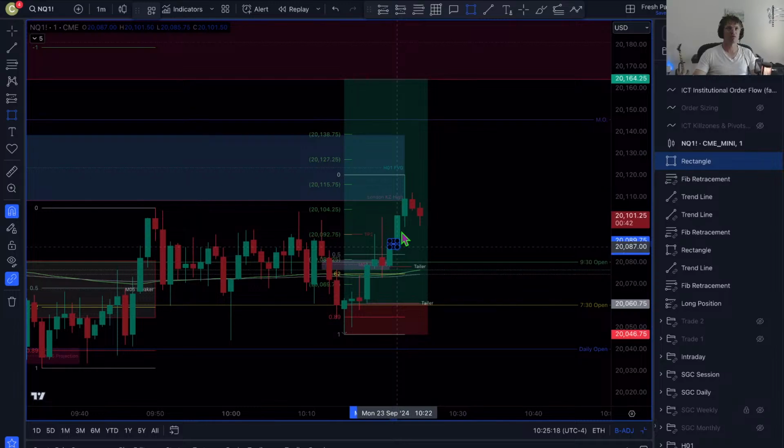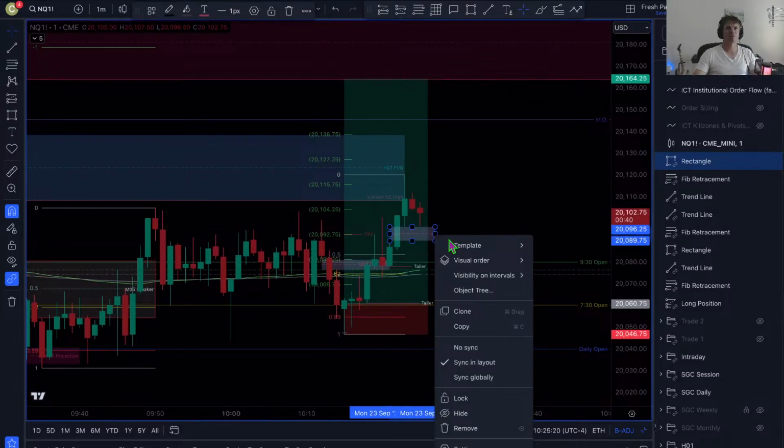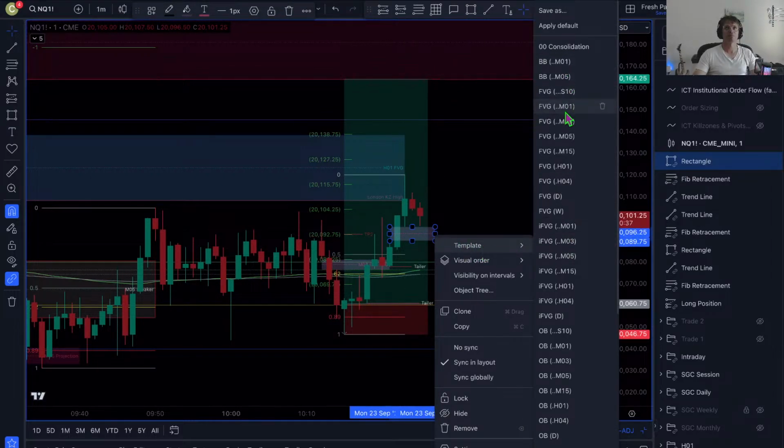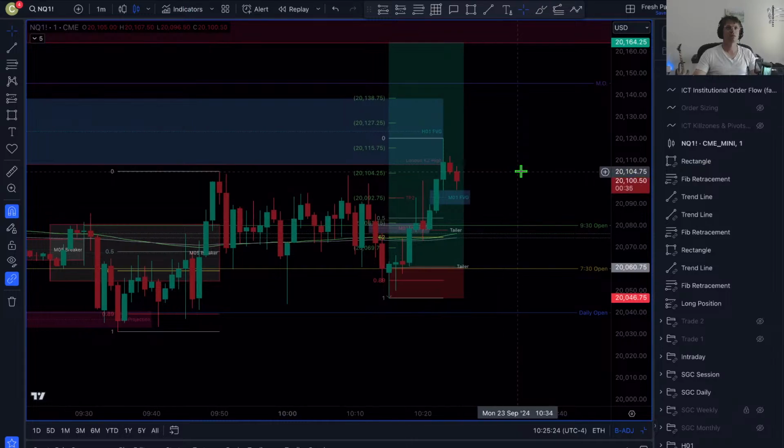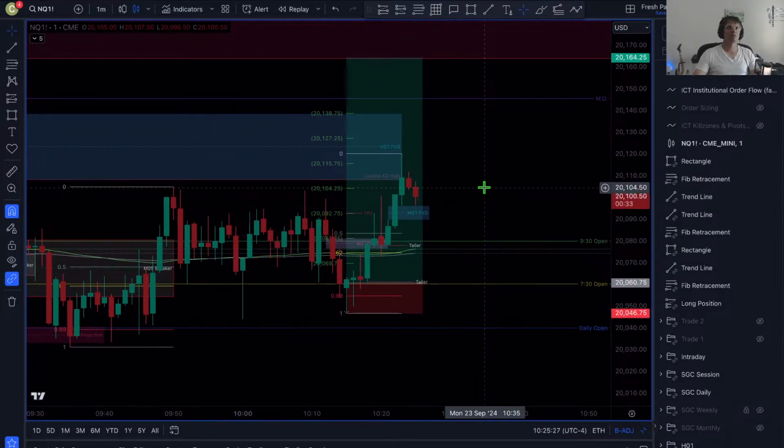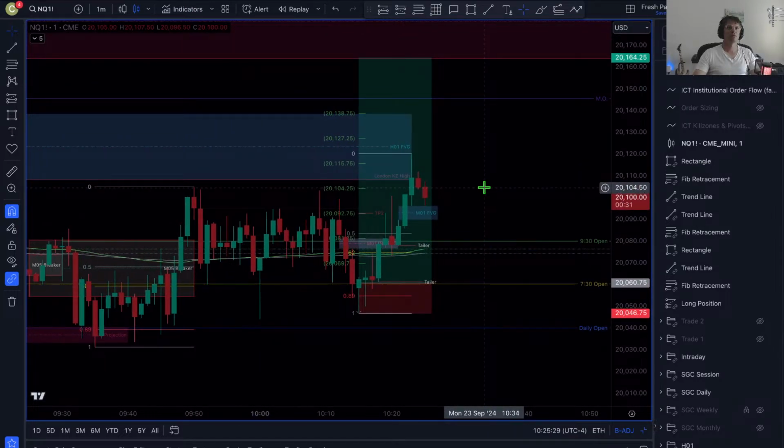You've got this M1 fair value gap that's touching too. Oh, it hasn't hit it yet. That's sort of the potential for it to hold that.